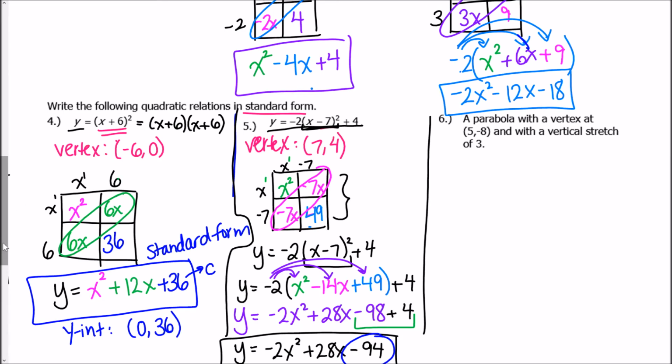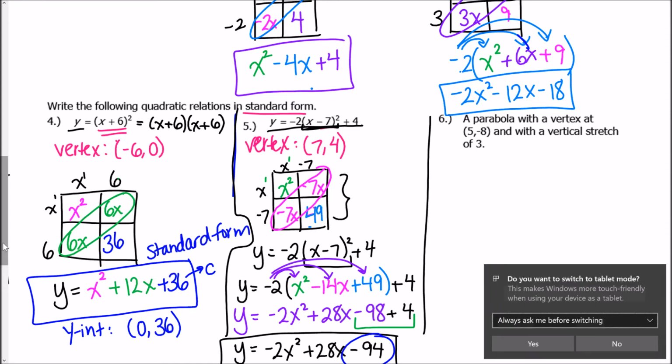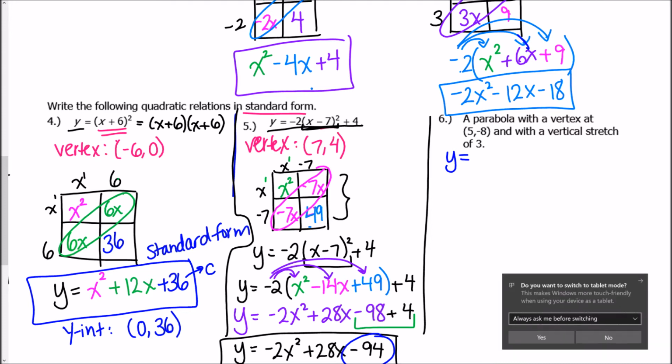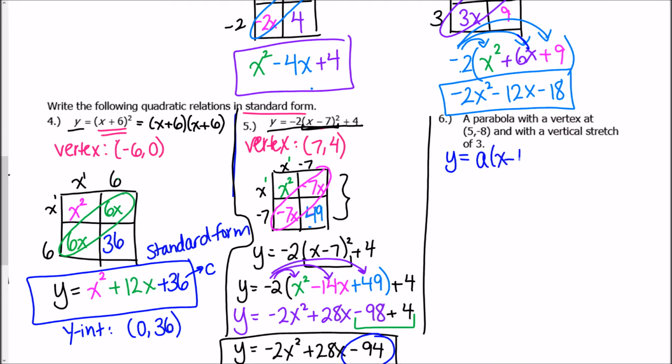So in question number 6, this time it says a parabola with a vertex at (5, -8) with a vertical stretch of 3. So if you remember, our general equation is y equals a times (x minus h) squared plus k. And here I can say that the a value is 3 because there's a vertical stretch of 3. So I'm going to say y equals 3 times (x minus 5) squared, where the h value is 5, and the k value is negative 8, so I'm going to say minus 8.